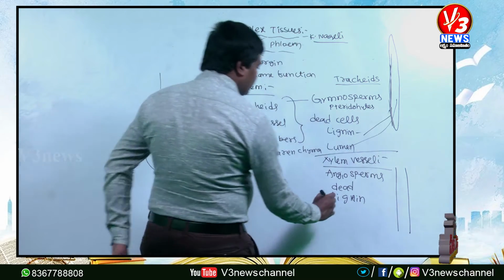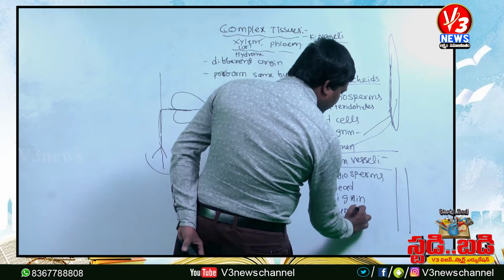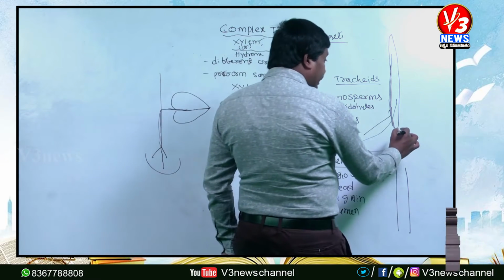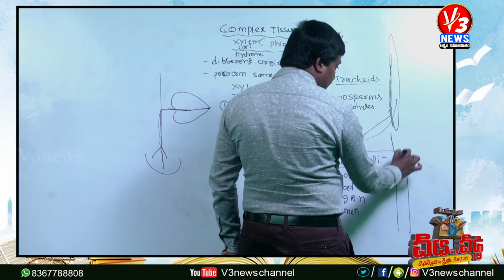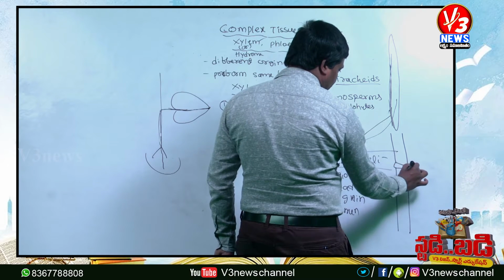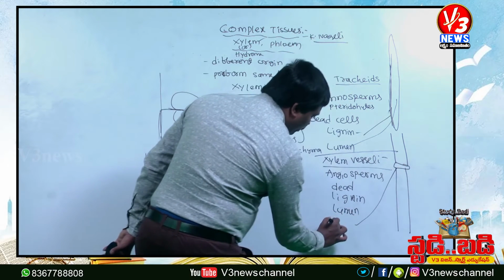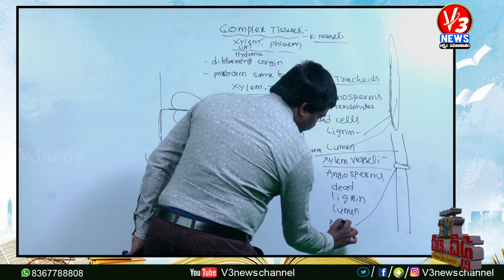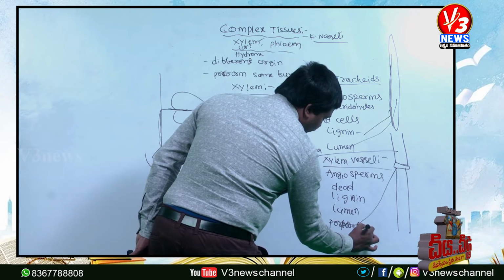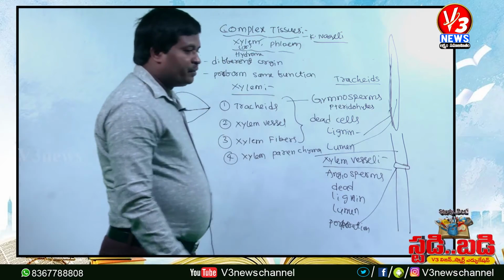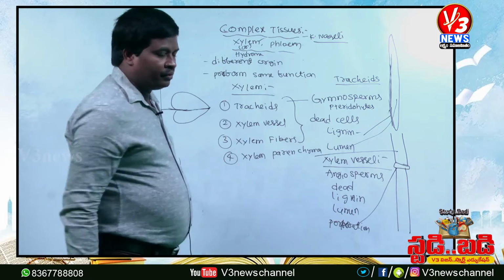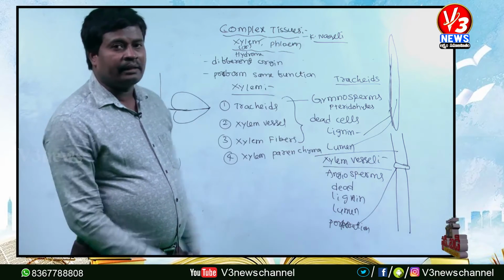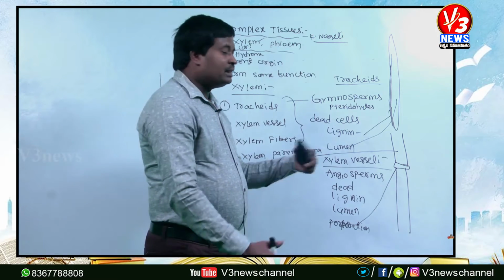And empty space is called a lumen. One xylem vessel interconnected to another xylem vessel is called a perforation. That means, for example, in one house there are 4 floors, and only one pipe is connected to all 4 floors, at one xylem vessel.